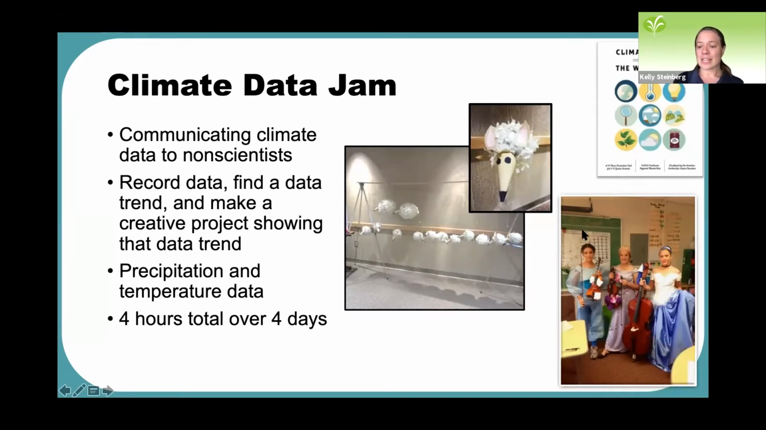This group down here, it was Halloween, so they're all dressed up, but they used music. They actually composed music to represent climate data, and they used low notes to represent low temperatures and high notes to represent high temperatures, and played their musical composition together for their class. So we'll be using precipitation and temperature data for the climate data jam, and you'll be looking at some interactive maps. We suggest this lesson as a total of 4 hours over 4 days.